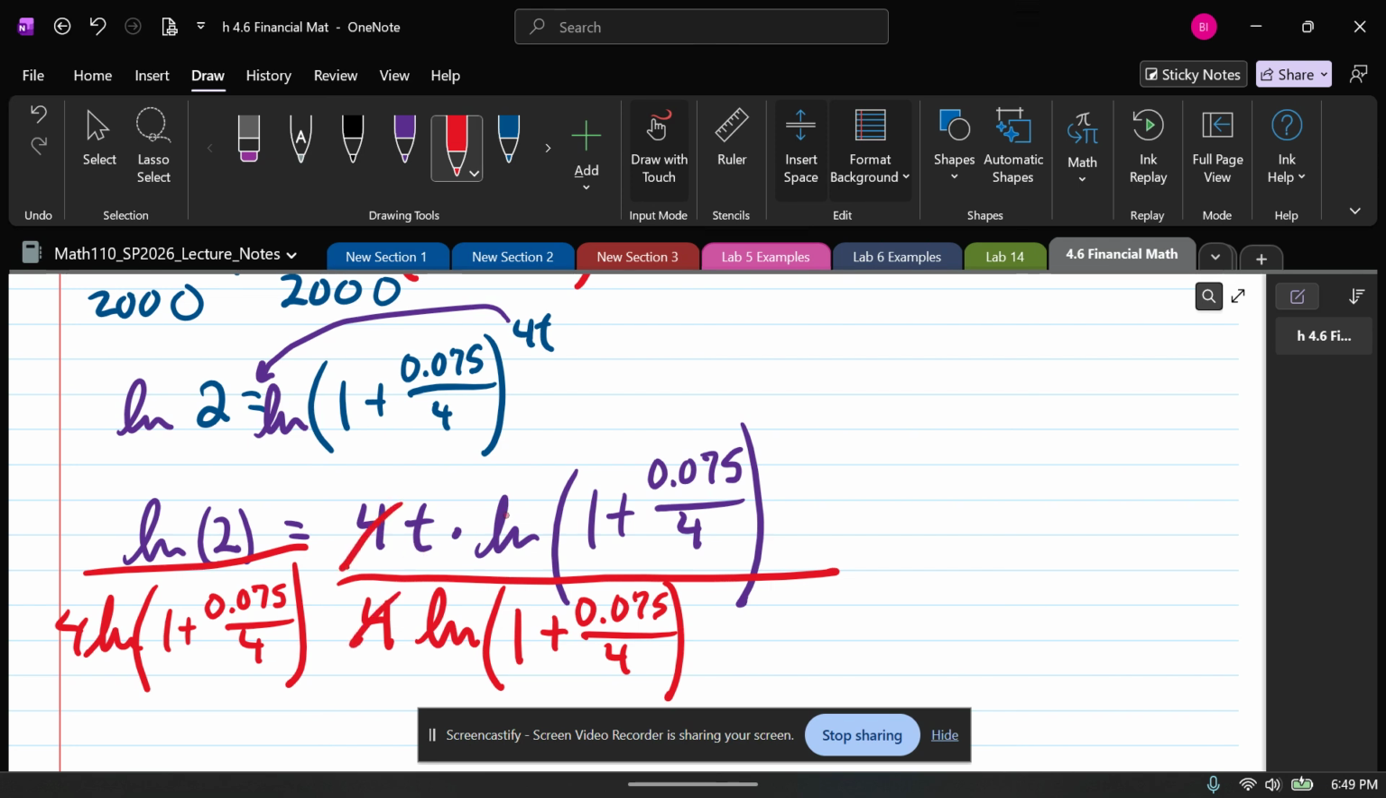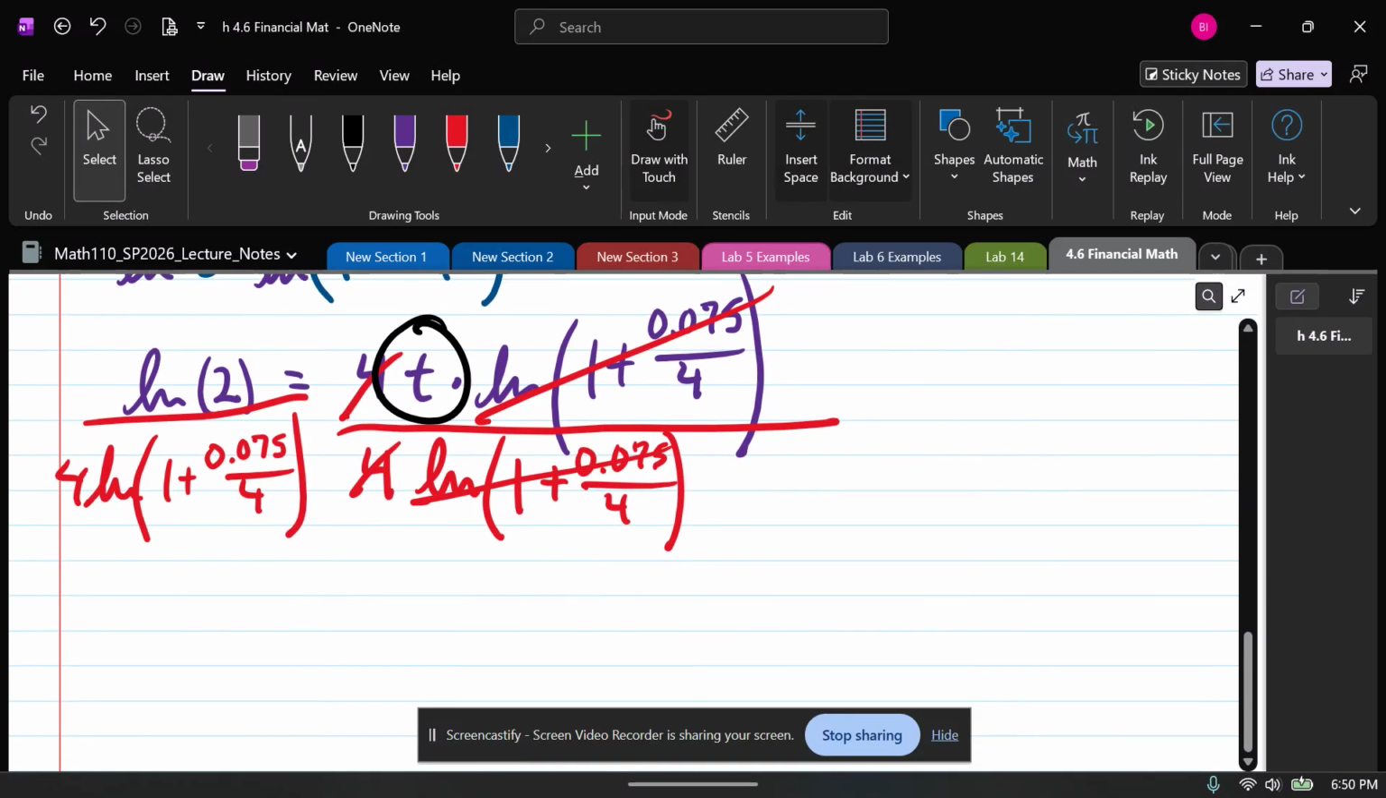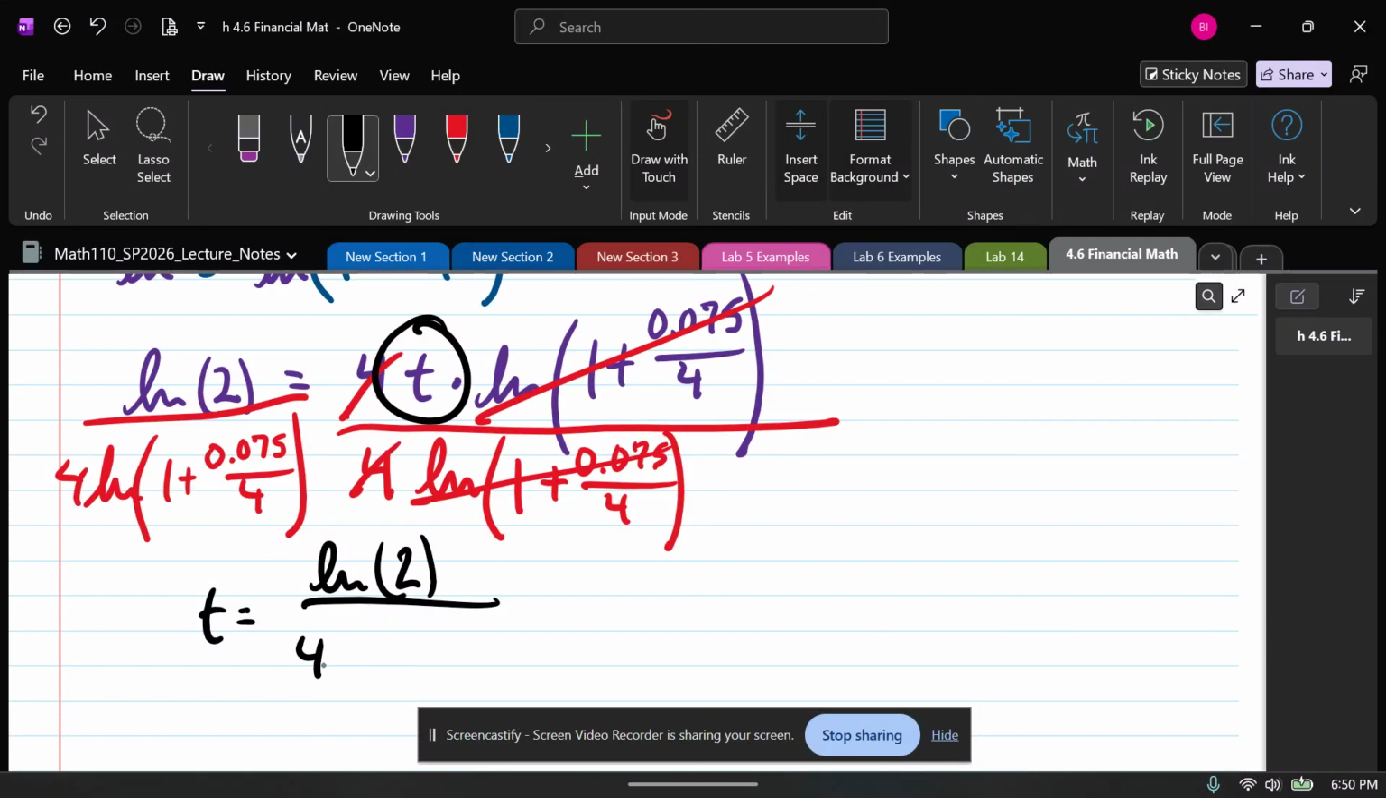That's going to cancel the 4. It's going to cancel the natural log. The only thing left is t. That's the time. So the natural log of 2 divided by 4, natural log of 1 plus 0.075 divided by 4.